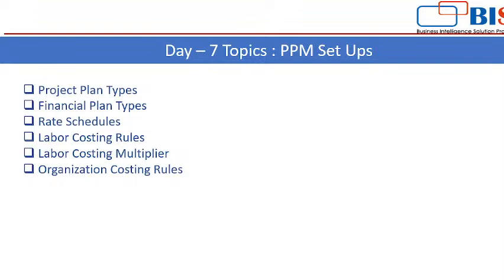And in the organization costing rules you have to mention the rate schedule and labor costing rules, and there you have to assign your business unit. So while creating any transaction related to a resource in your project, the system will pick the rates for the same from the organization costing rules because it is based on the business unit level task.